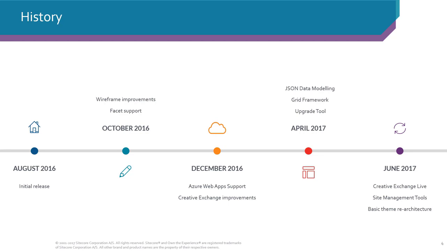Last summer, we made a major improvement to Creative Exchange. We implemented Creative Exchange Live, a feature that allows live editing of your theme by using any third-party tool available. Creative Exchange Live uses gulp tasks to synchronize your local changes to your SXA implementation immediately. This allows front-end developers to work closely together with SXA without needing to have any Sitecore knowledge.